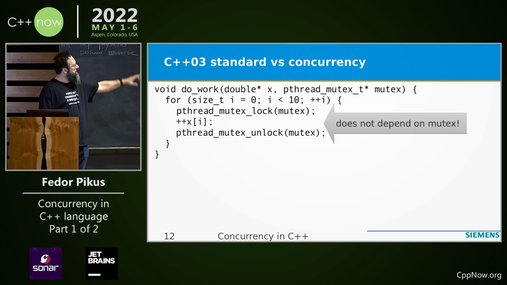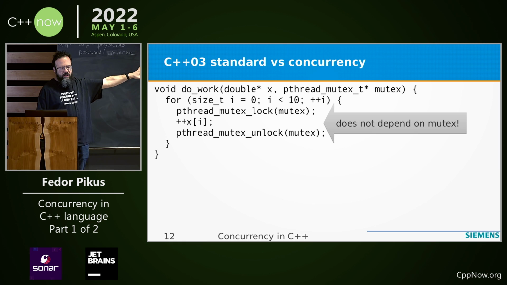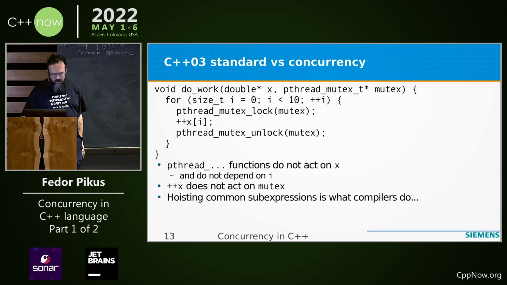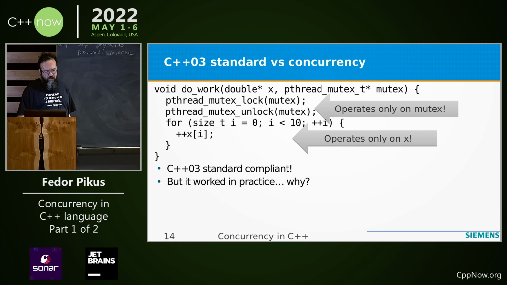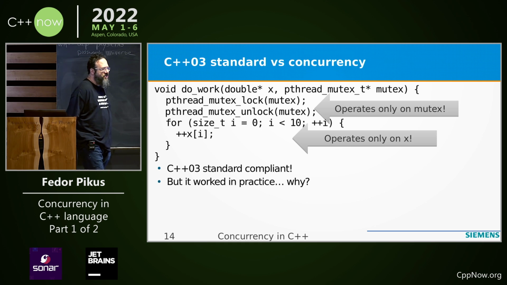The middle line clearly does not depend on mutex. Again, if we can prove that there is no aliasing of any kind, it doesn't depend on mutex. Well, one of the most common optimizations that compilers do is hoisting common sub-expressions out of the loop. This is what it looks like in this case. According to the C++ standard, this is a legitimate optimization.